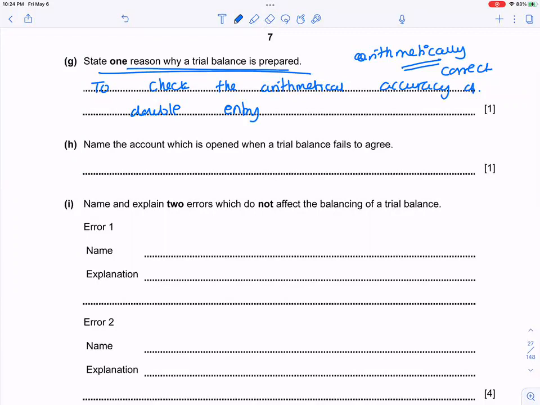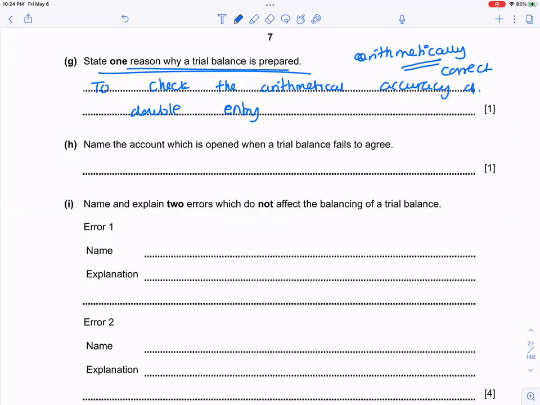Okay, learn this right now. What is a trial balance? A list of balances of ledger accounts at a particular date. Again: a list of balances of ledger accounts at a particular date.